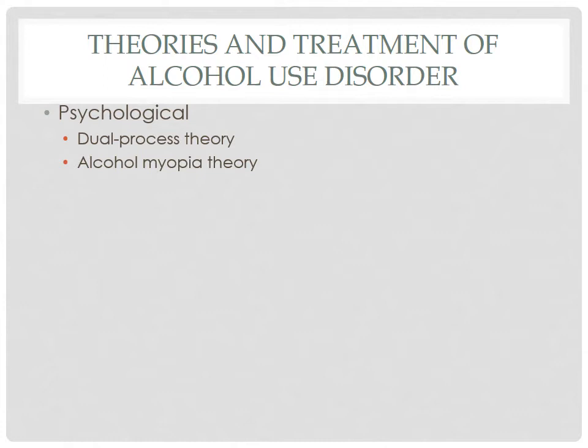Alcohol myopia theory proposes that as individuals consume greater amounts of alcohol, they're more likely to make risky choices because the immediate temptation of the moment overcomes the long-term consequences of the behavior, right? So it's obviously much easier in the moment to simply say, okay, I'm just going to have this one drink, without thinking about taking in more alcohol and what the consequences, whether they be physical or social, are going to be in the long term.